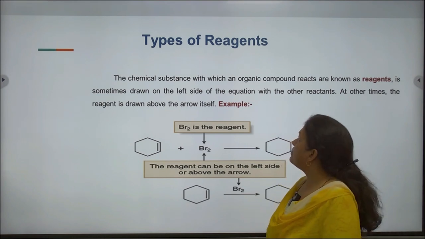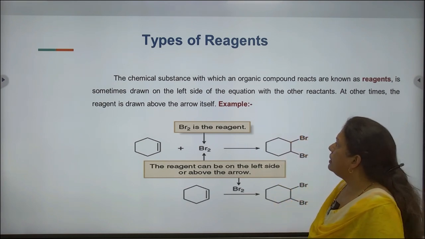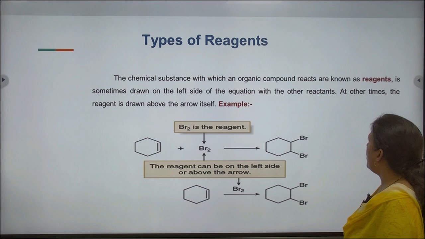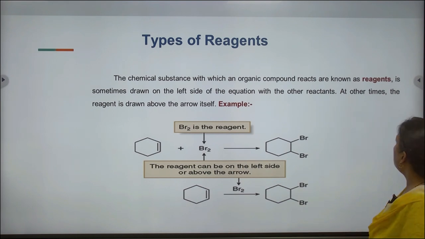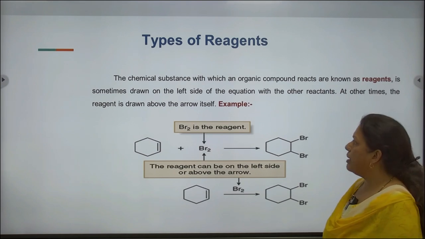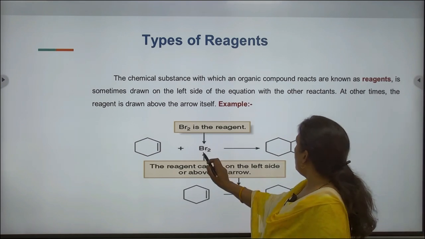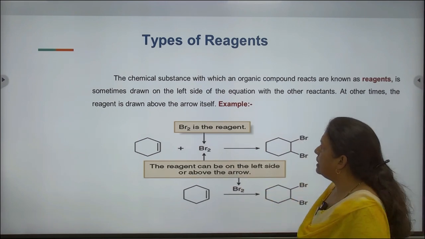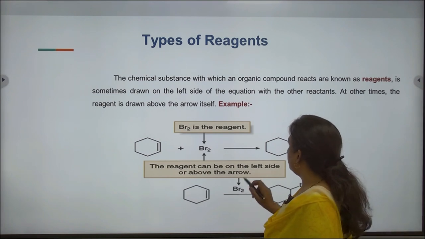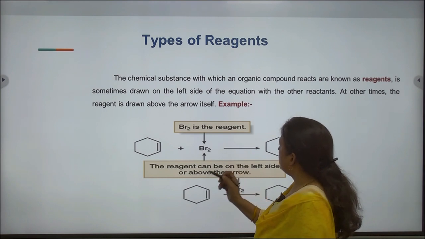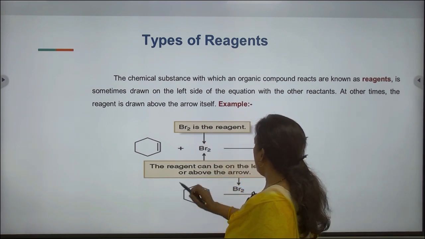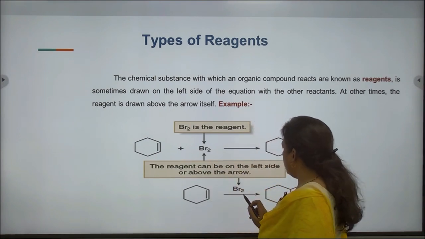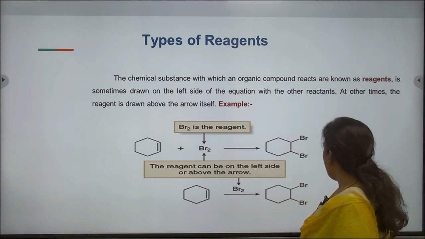Now, types of reagents. The chemical substances with which an organic compound reacts are known as reagents, and they are sometimes drawn on the left side of the equation with the other reactants. At other times, the reagent is drawn above the arrow. In this example, bromine is the reagent, and the reagent can be on the left side of the arrow, and here the bromine is above the arrow.